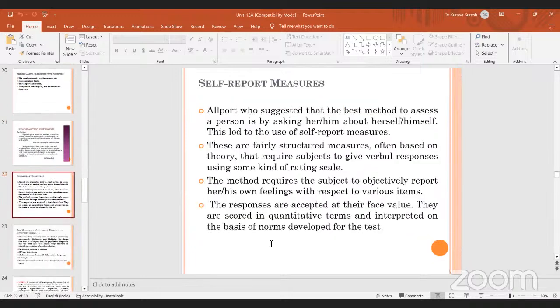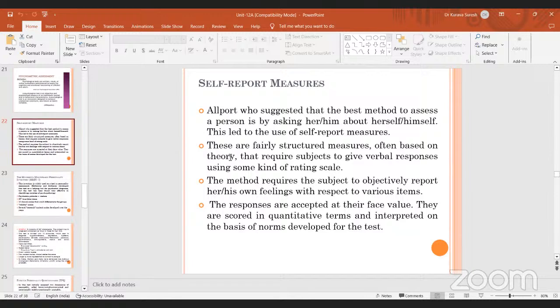Self-reported methods. Allport suggested the best method to assess a person is to ask him or her about himself or herself. These are fairly structured methods, often based on the subject's verbal responses, requiring the subject to report objectively. The responses are interpreted at face value and scored in quantitative terms.